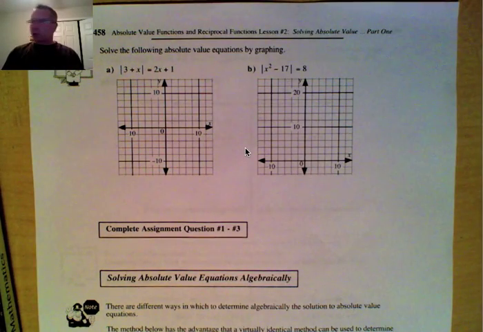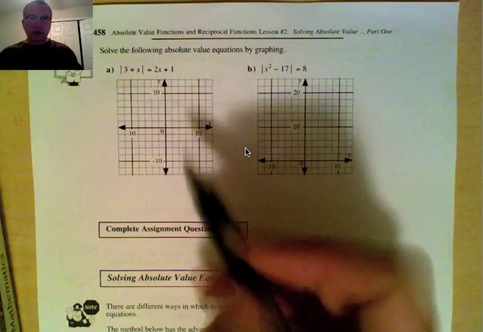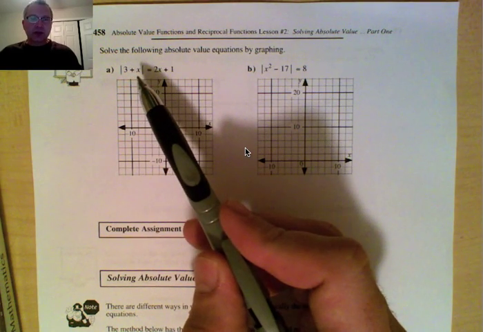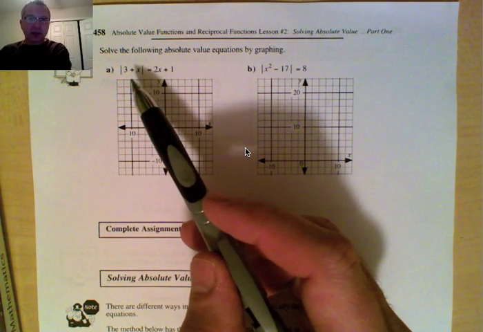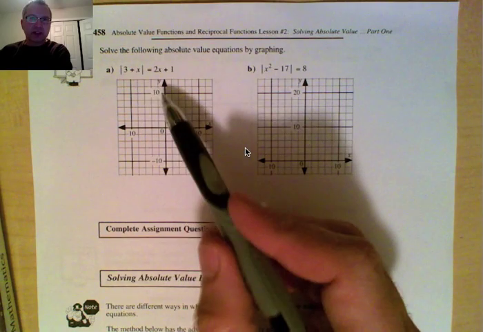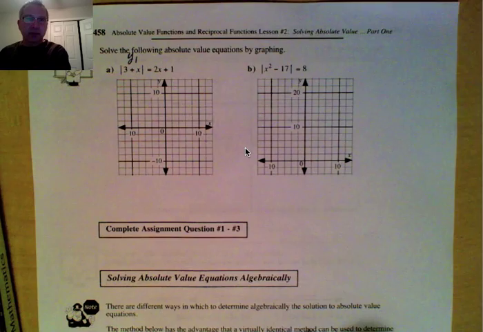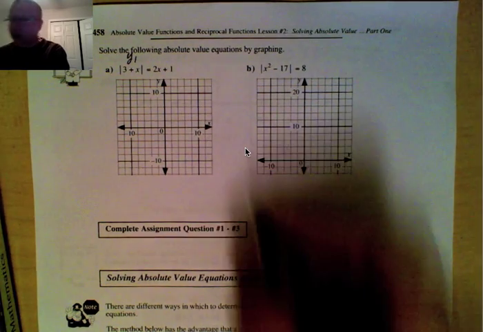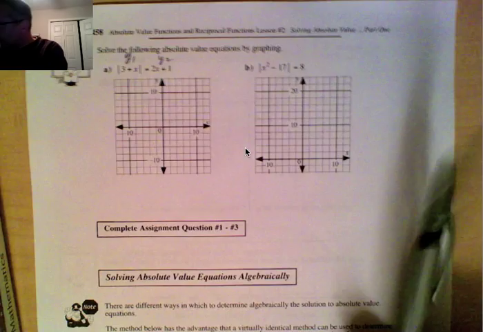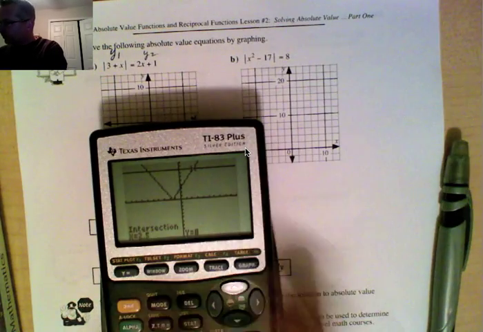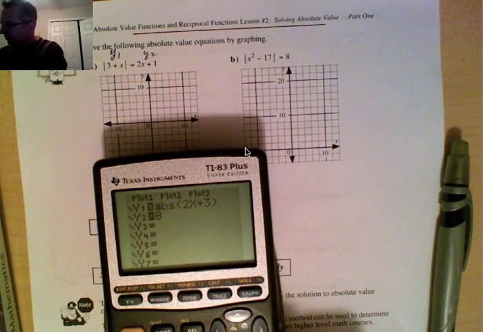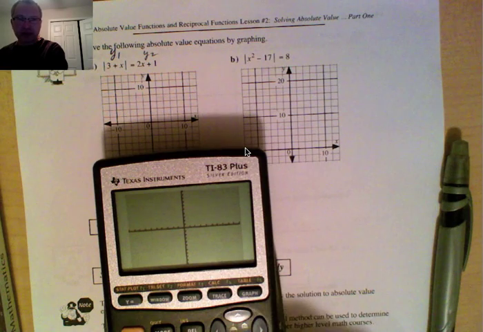We're going to try one more question solved graphically. We're going to try this example here, the absolute value of 3 plus x equals 2x plus 1. So in y1 on our calculator, we're going to put the absolute value of 3 plus x, and in y2, we're going to put 2x plus 1. So we're going to go back into our calculator. We're going to clear out everything that's there.